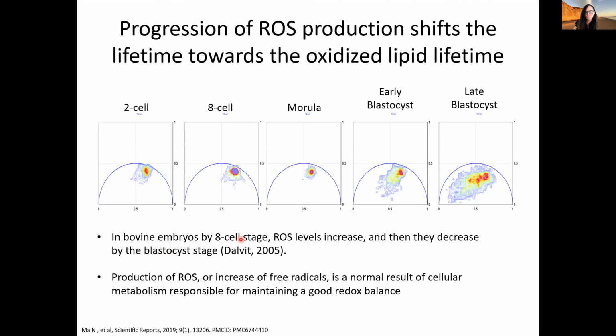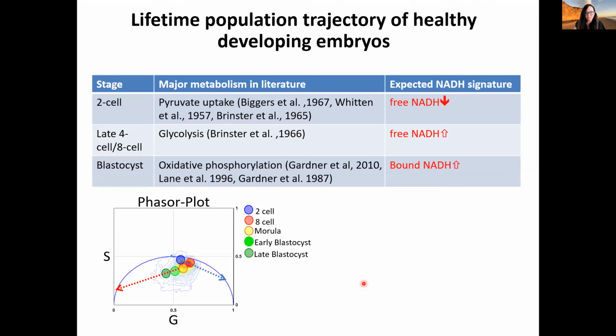So there's definitely a switch from the 8-cell stage to 16-cell stage to the morula stage, where there's a huge production of ROS. And ROS, the reactive oxygen species, increases the free radicals that are important in development. So this actually has to happen for these embryos to continue development. There's a very good balance between the production of ROS and maintaining the balance, so it doesn't go too much overbalance, and then the embryo can actually die if it has too much reactive oxygen species.